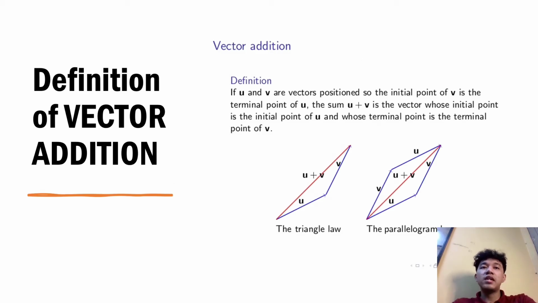Definition of vector addition. If U and V are vectors positioned so the initial point of V is the terminal point of U, the sum U plus V is the vector whose initial point is the initial point of U and whose terminal point is the terminal point of V.